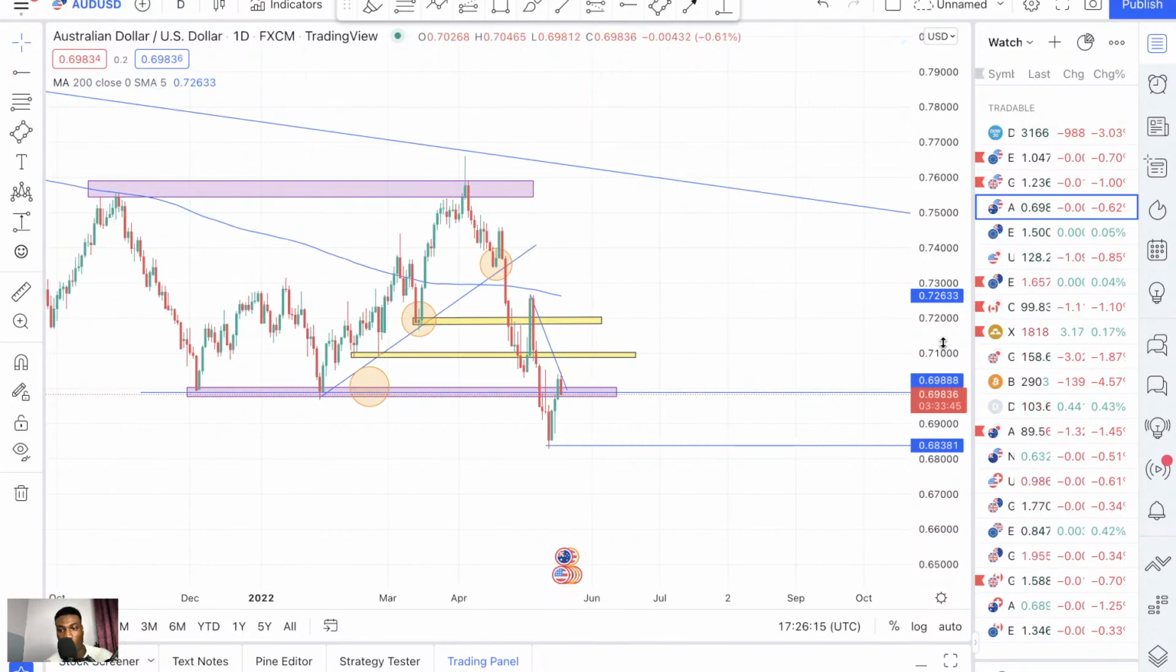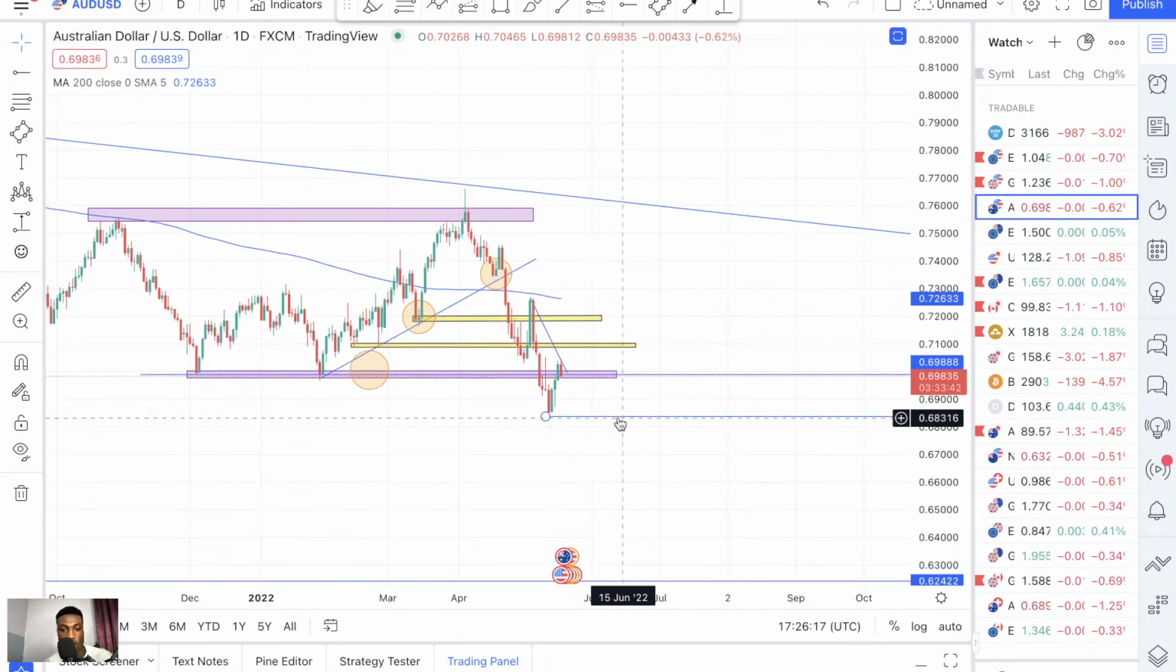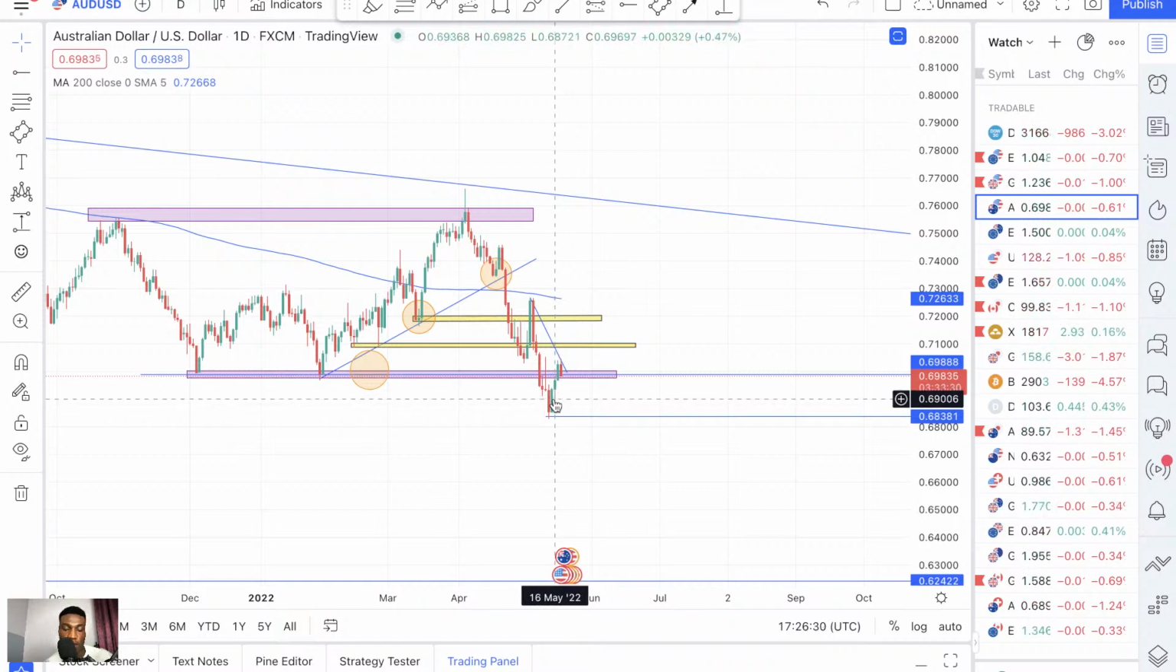So what you want to do for AUD USD is to wait and see if the market would sustain this bullish pressure. If you look at the past 3 days, AUD USD has been closing bullish, right?